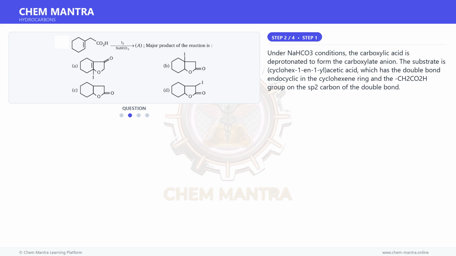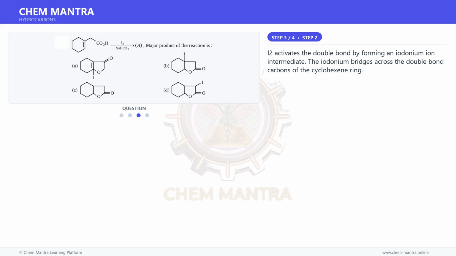Under NaHCO3 conditions, the carboxylic acid is deprotonated to form the carboxylate anion. The substrate is cyclohex-1-enyl acetic acid, which has the double bond endocyclic in the cyclohexene ring and the CH2CO2H group on the sp2 carbon of the double bond. Moving on to the next step.